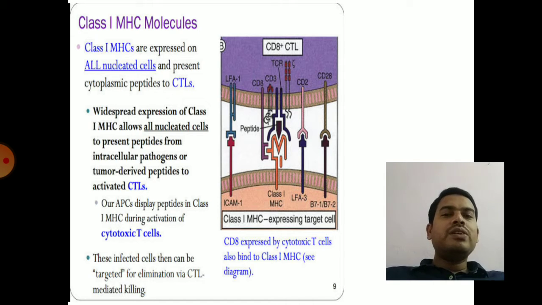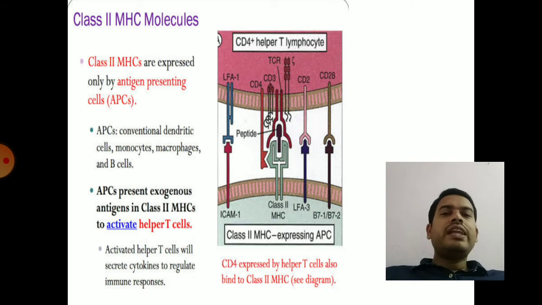So the class 1 MHC molecules containing cells, all nucleated cells, they process the antigen and present it to CD8 receptor containing T cytotoxic cells. So that is class 1 MHC molecule. Whereas the class 2 MHC molecule is present especially on antigen presenting cells like macrophages, dendritic cells, B cells, monocytes, etc.